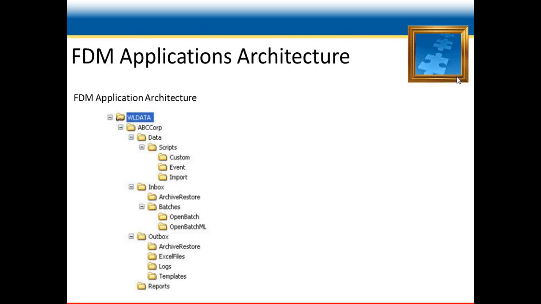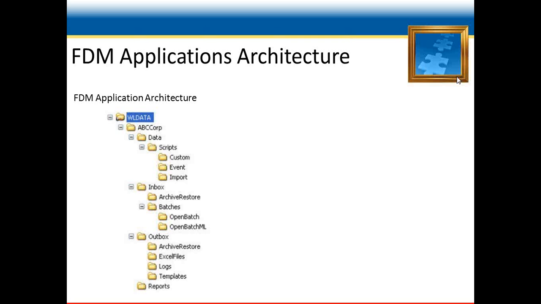Archive restore directory is used to store restored import source files and logs that were previously archived. FDM stores the original archived source files and logs in the data archive directory. Now batches subdirectory. It contains files which are used for batch loadings, and it is stored in the open batch subdirectory, and multi-load batch files in the open batch ML directory.